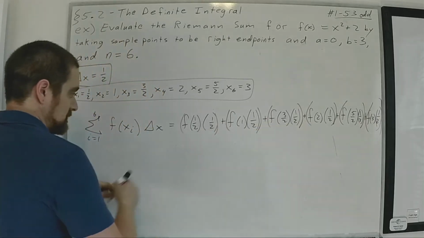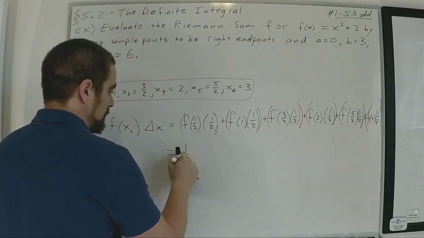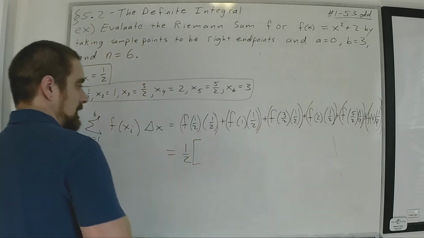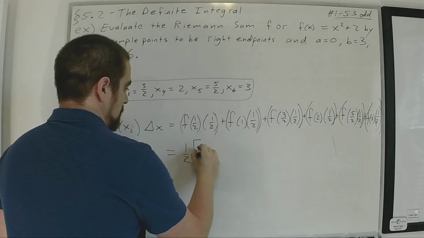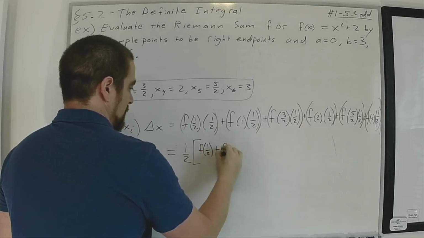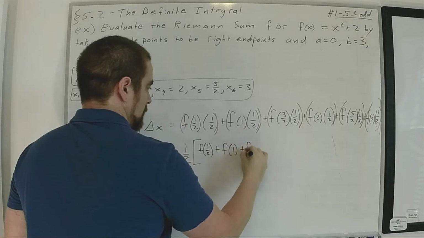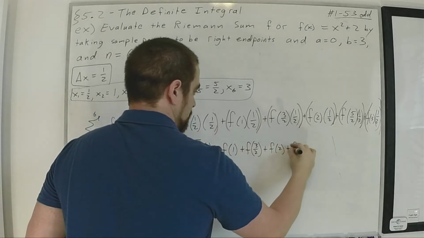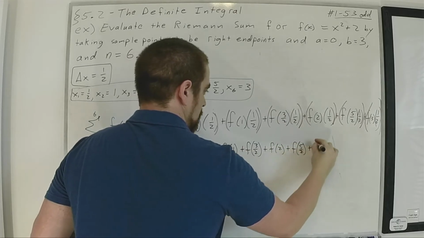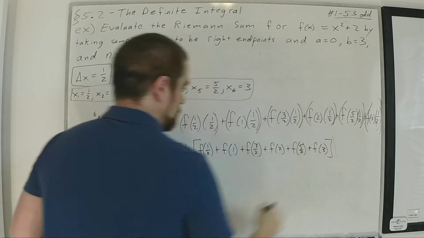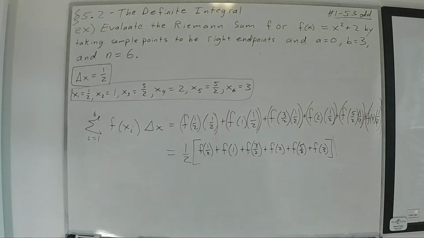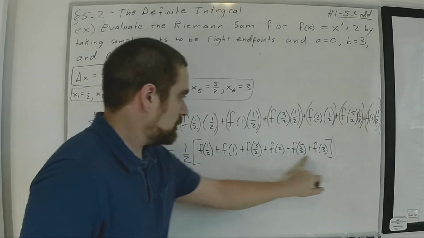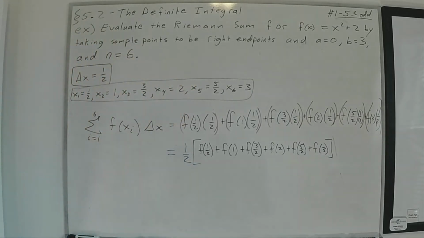Every single one of those has a common factor of 1/2. So rather than multiply by 1/2 each time, I'm going to factor out the common factor of 1/2, and then I'm just going to look for f of 1/2 plus f of 1 plus f of 3/2 plus f of 2 plus f of 5/2 plus f of 3, the right endpoint. And so since they each have a common factor of 1/2, I'm just factoring that common factor out. Now let's go plug these values in and see what we get.